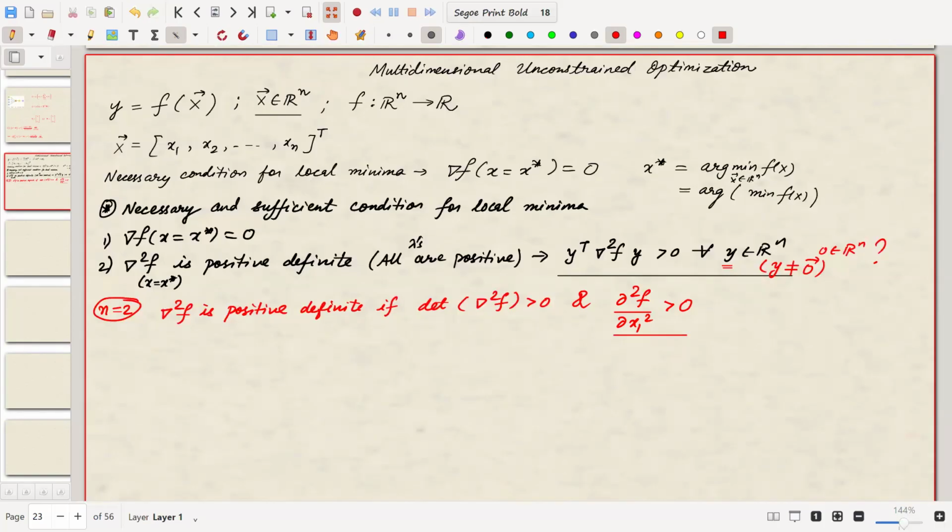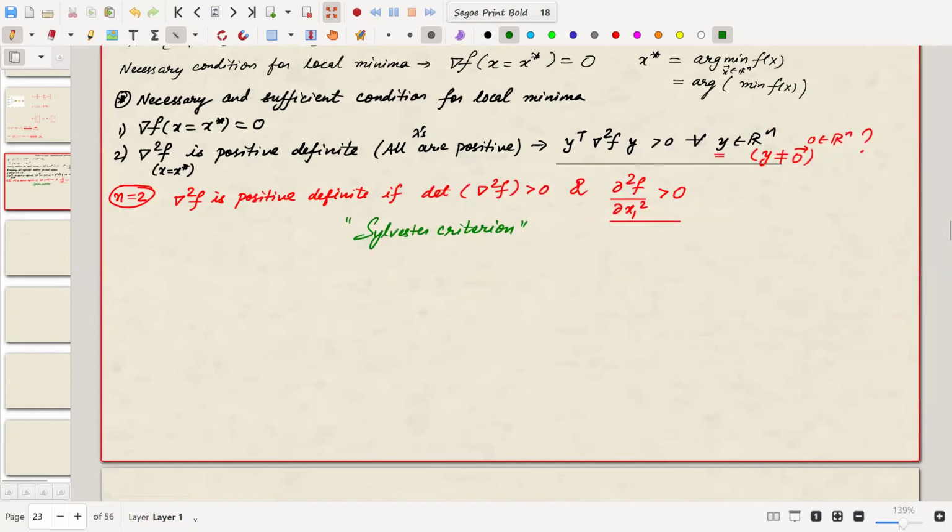For a local minima, if you are in 2 dimensions, note that this won't work in higher dimensions. This is known as the Sylvester criterion. The idea is del 2f is positive definite if the determinant of del 2f is greater than 0 and the second order partial derivative with respect to the first variable is greater than 0. Fine. Note that this works only for 2 dimensions. It won't work for higher dimensions. We'll see one example. The best way is to see an example.